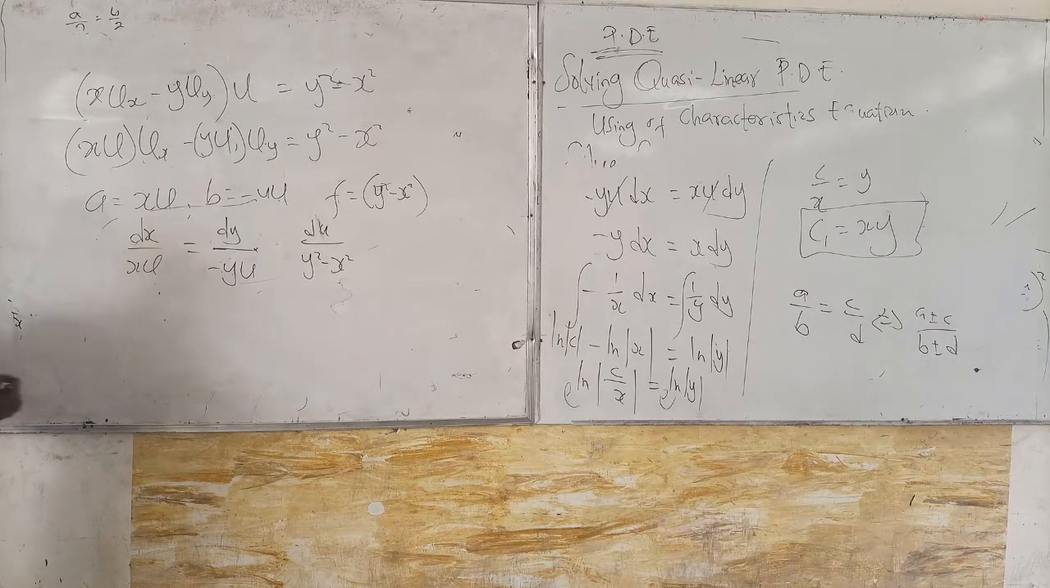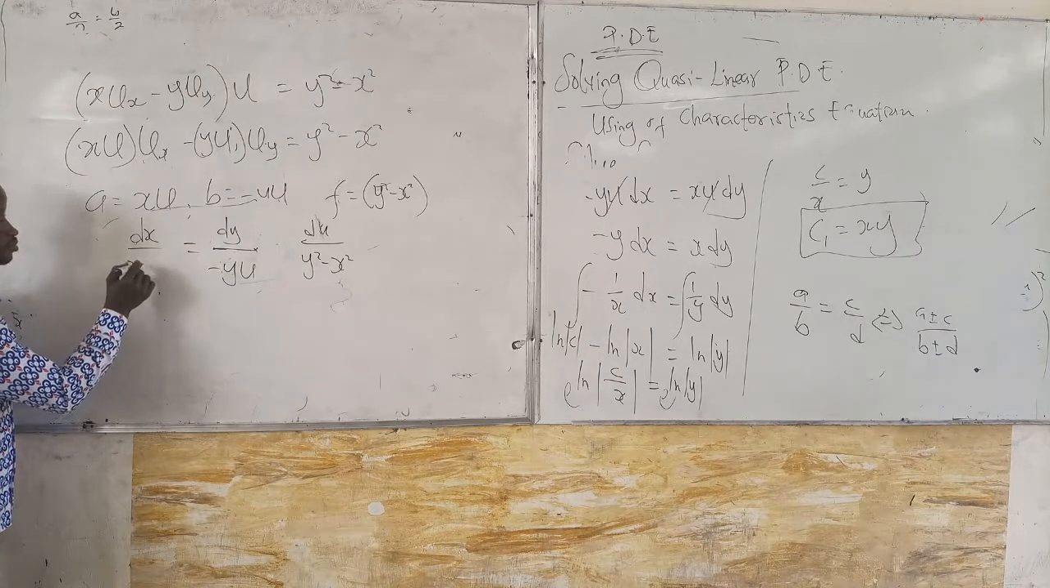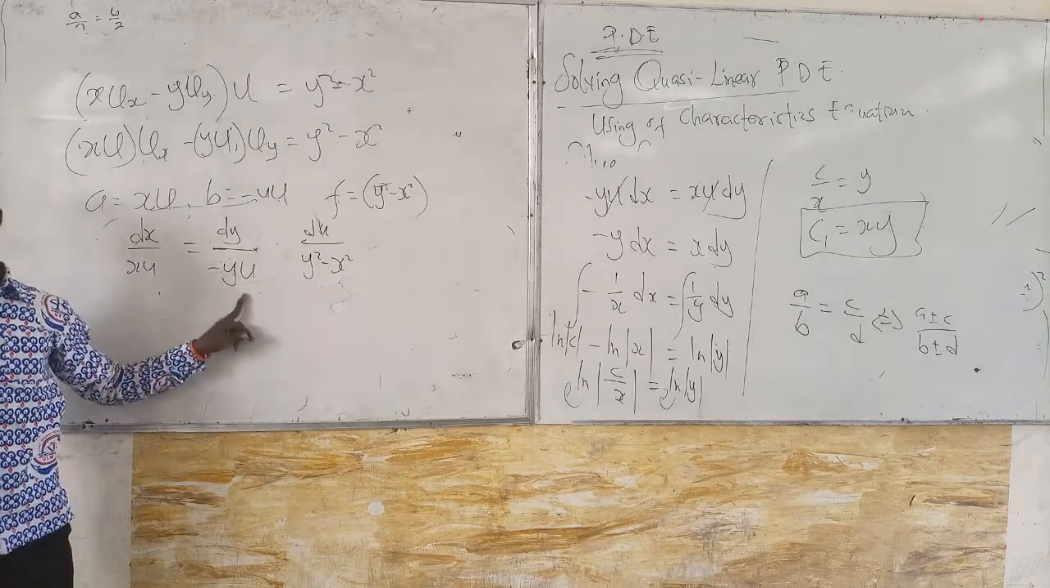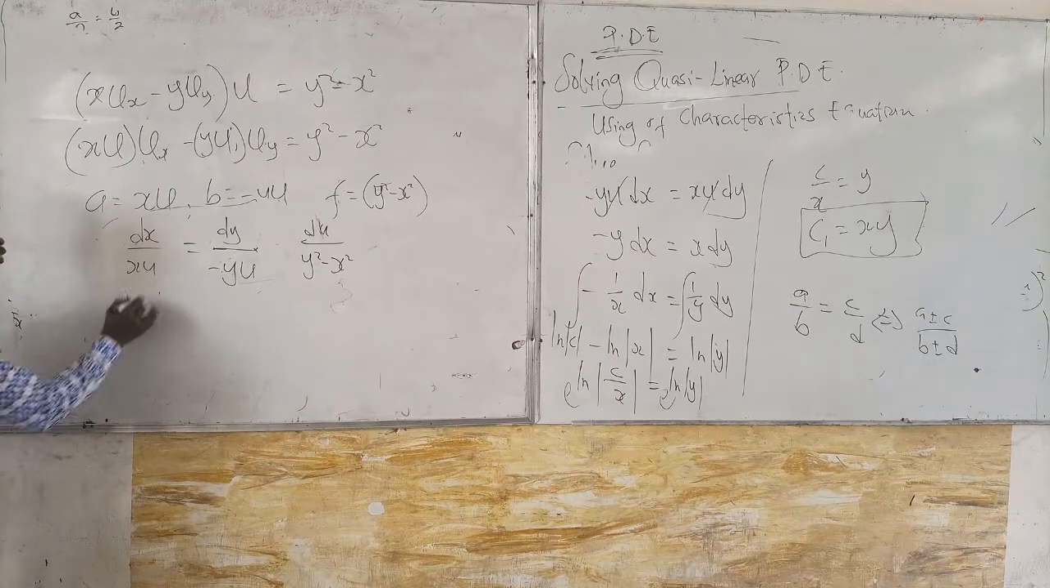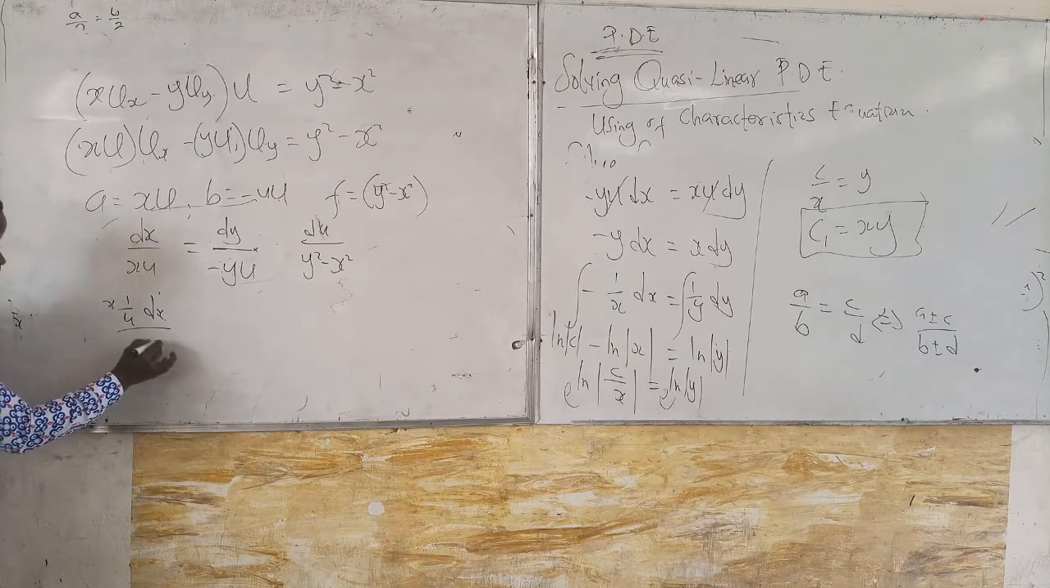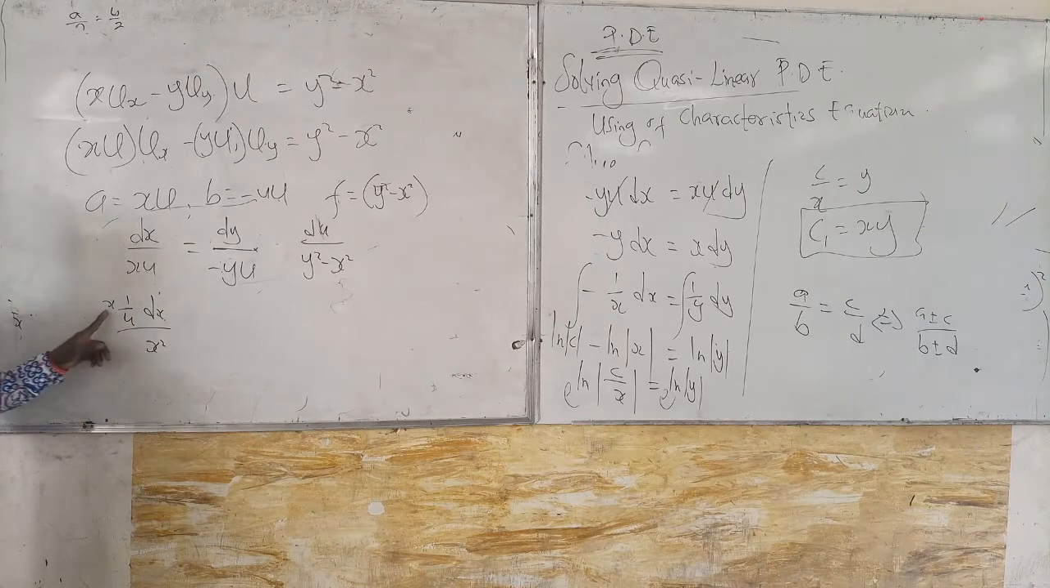Like what he is saying, we should bring one over u here. So you want to focus on this and ignore this. So it will be 1 over u dx all over what? So now here it is going to be s squared. So remember what we have here? S over what? S over u.